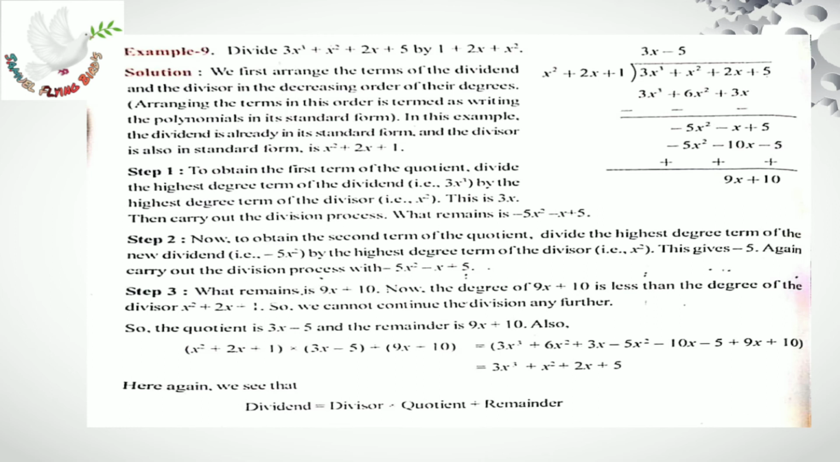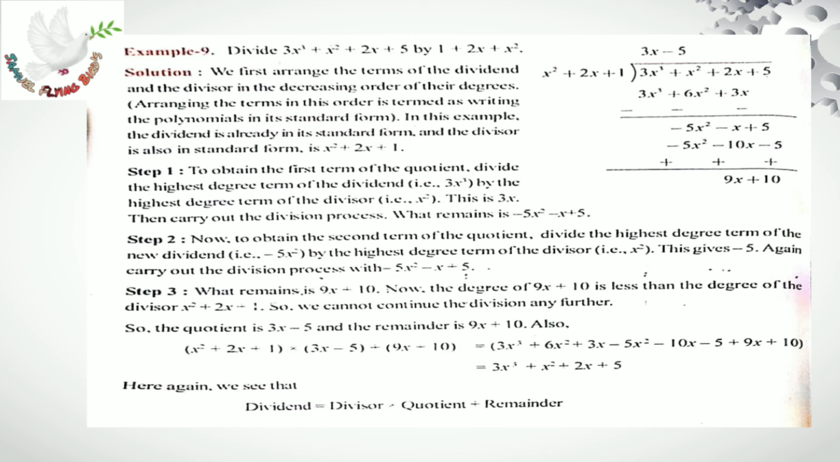The second step: now, as we have solved in the problem, to obtain the second term of the quotient, divide the highest degree term of the new dividend, that is minus 5x square, by the highest degree term of the divisor, that is x square. This gives minus 5. Again carry out the division process with minus 5x square minus x plus 5.